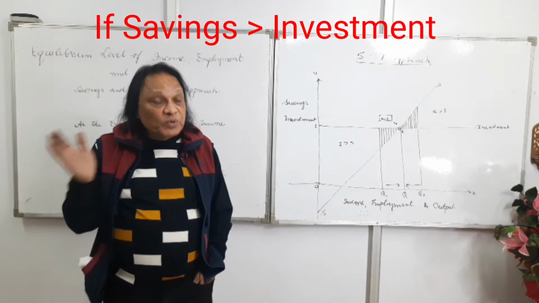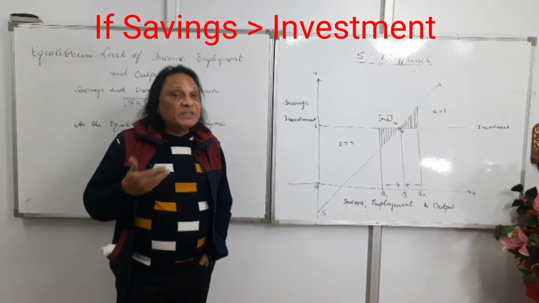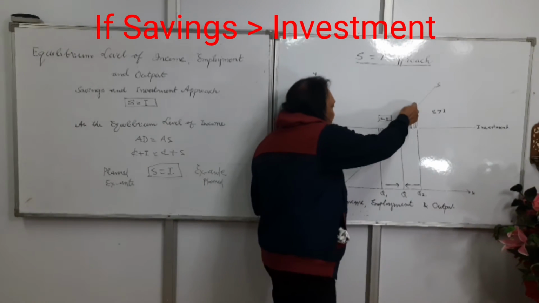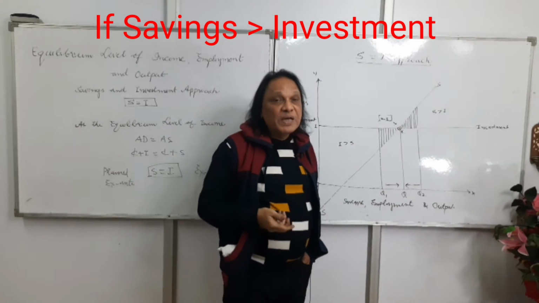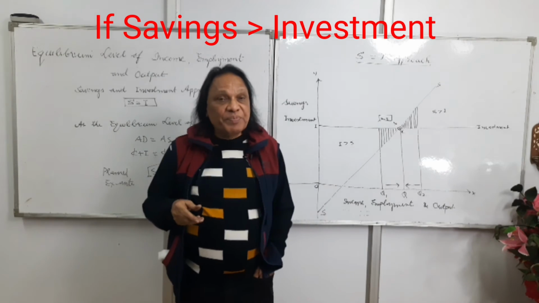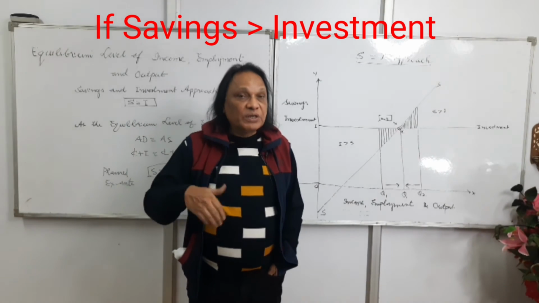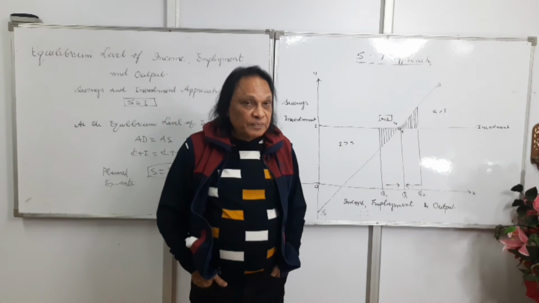As a result, the output will decrease, income will decrease, employment level will decrease. Obviously, with the decrease in income, savings also decrease. You can see it here, savings are decreasing till the point S becomes equal to I, savings and investment. Hence, we conclude that the economy will be at equilibrium only at that level of output where savings are equivalent to investment. You can't have any other equilibrium level of output.